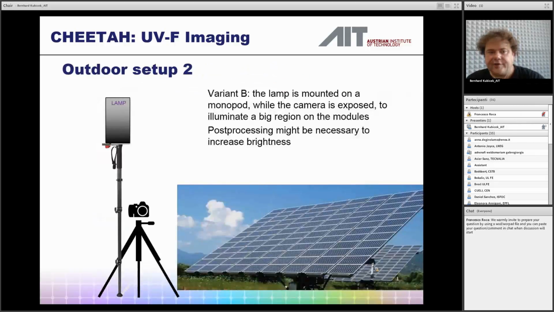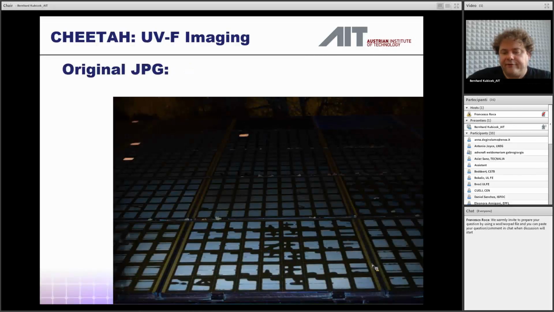And if you have a large section, it is good to have a lamp that you can mount on a tripod or a monopod or something to move it around in higher regions. Then very often, because you illuminate a really large area, you have very weak pictures. So this is the JPEG that you could get out of your camera with a 30-second exposure time of, I think, 5 modules in a big table.